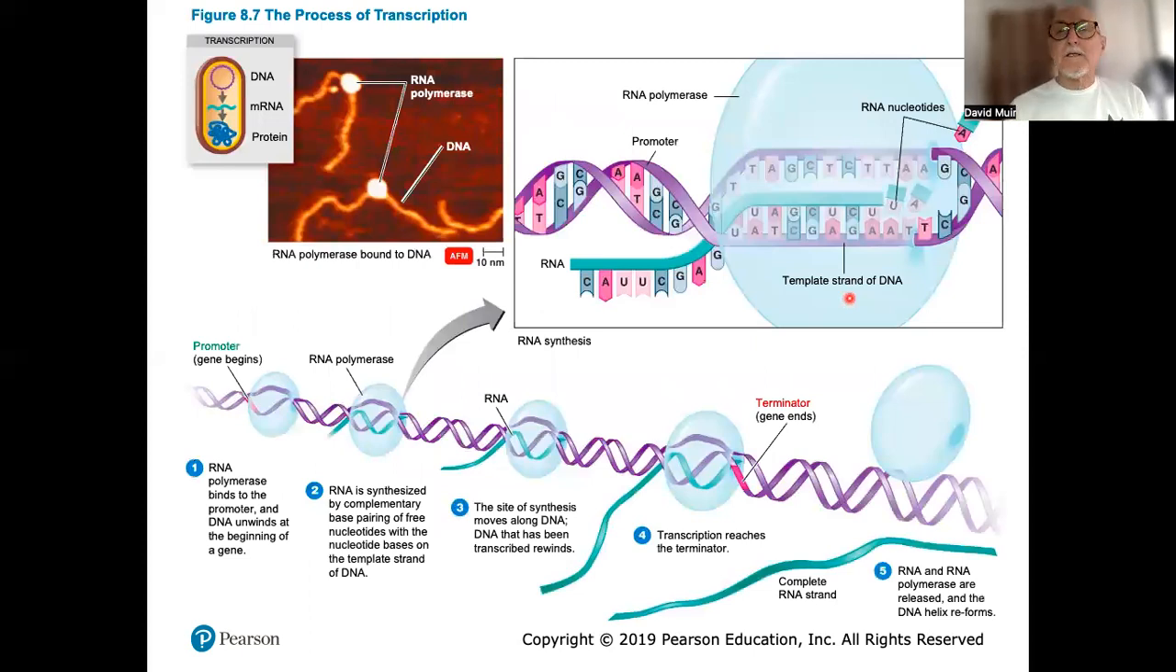So here's the process of transcription. And if you understand DNA replication, it's relatively easy to understand the process of transcription, with the important difference, of course, that transcription is only of one strand of the DNA, and that is the template strand. So just follow here, and you'll see this is our template strand there.